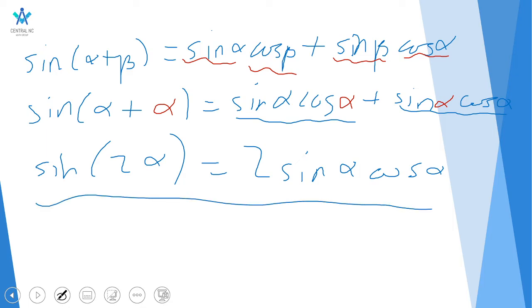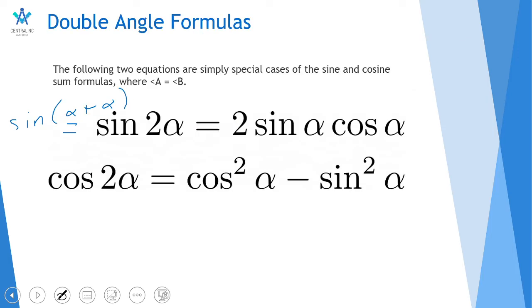So if you have, for example, one angle and you wanted to find the sine of double that angle, then you can find it with this formula. And similarly, using the other formula, we can find the cosine of the double angle.